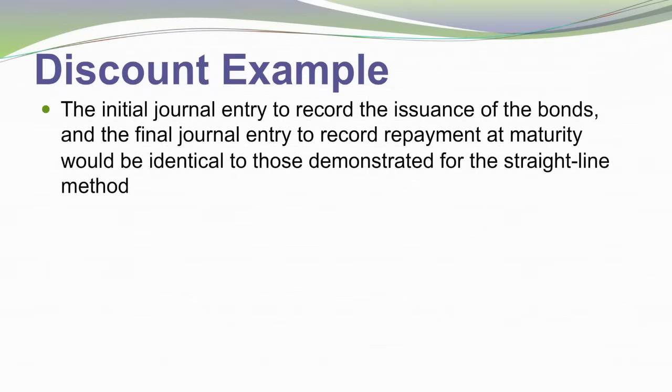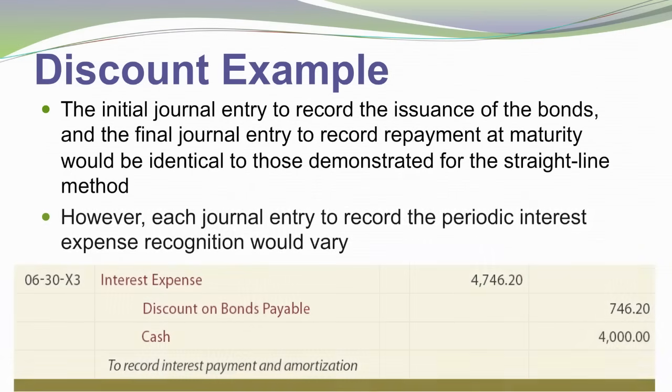The initial journal entry to record the issuance of the bonds and the final journal entry to record repayment at maturity would be identical to those that were illustrated when we looked at this problem under the straight line method in a previous module. However, each journal entry would record a little bit different amount of periodic expense.